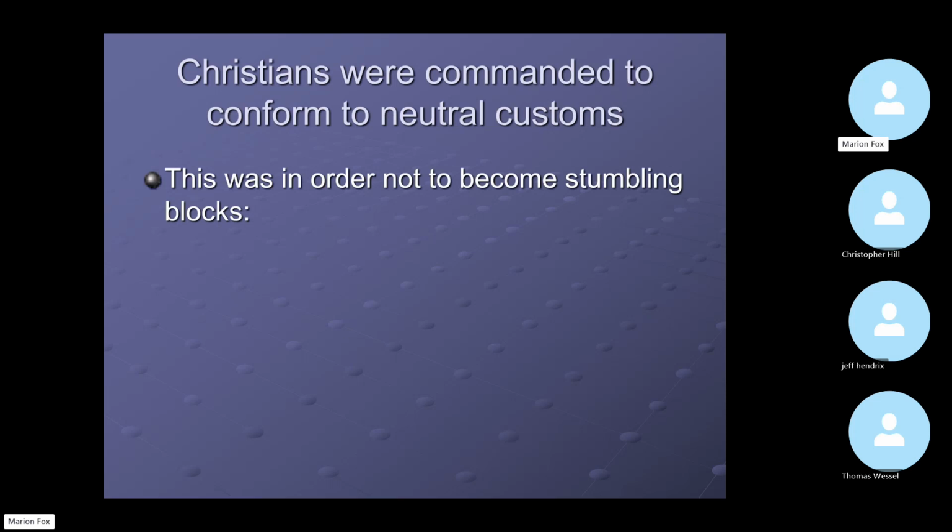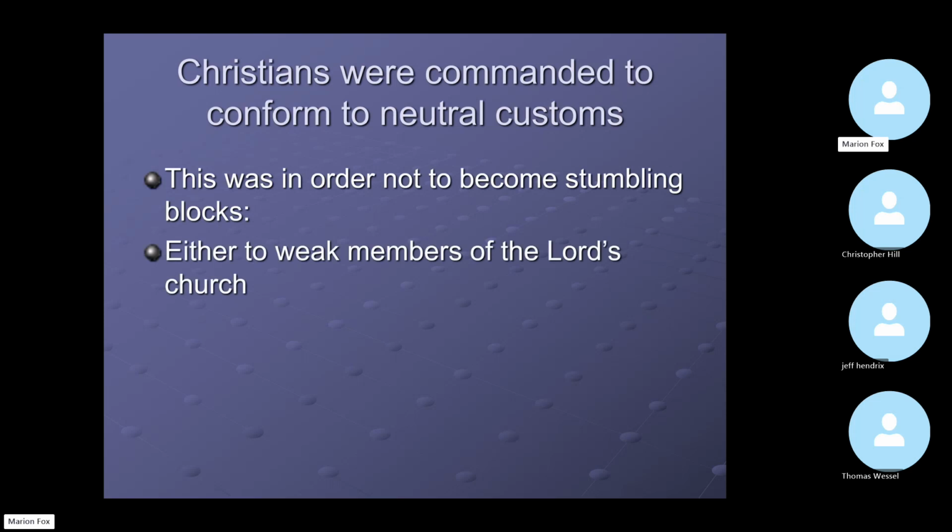This was in order not to become stumbling blocks, okay? We're commanded to conform to neutral customs. We don't want to be a stumbling block to anybody. It could be a stumbling block to weak members of the Lord's church, and we won't be a stumbling block to those in the world. So those are two people that we could be a stumbling block to.